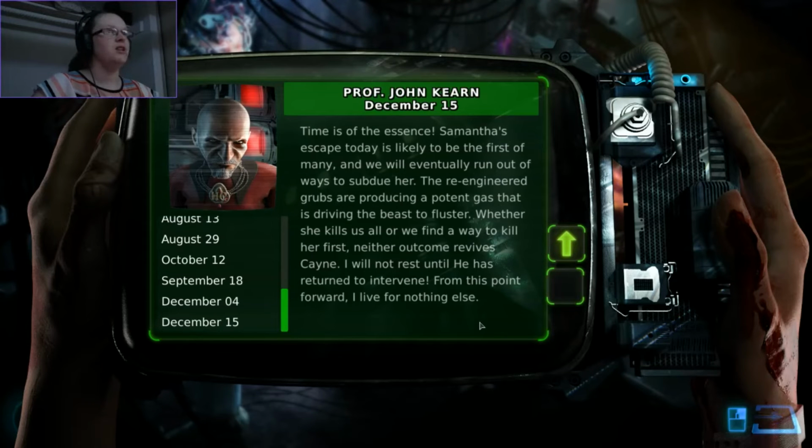December 15th. Time is of the essence. Samantha's escape today is likely to be the first of many, and we will eventually run out of ways to subdue her. The re-engineered grubs are producing a potent gas that will drive the beast to fluster. Whether she kills us all or we find a way to kill her first, neither outcome revives Cayne. I will not rest until he is returned to intervene. From this point forward, I live for nothing else.